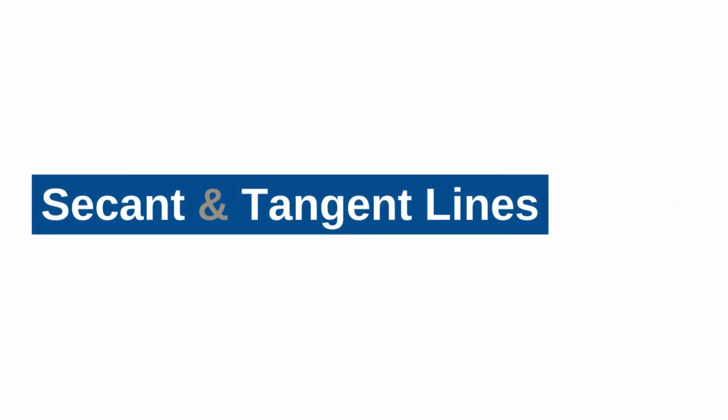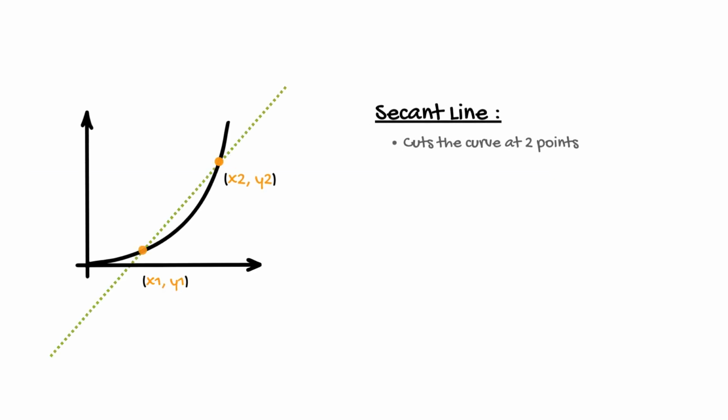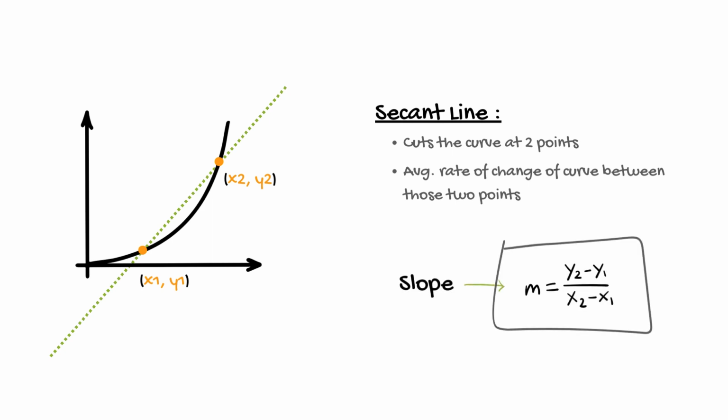Let us understand the concept of secant and tangent lines. A secant line is the one that intersects a curve at 2 points. It represents the average rate of change of the curve between those 2 points. Slope of a secant line is straightforward.